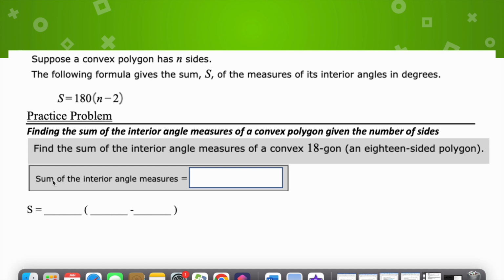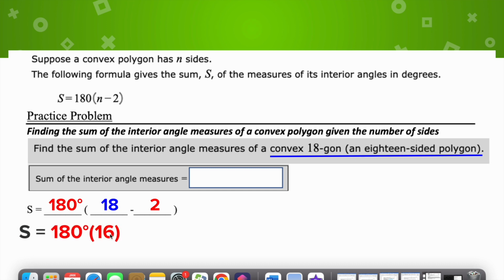We're going to look at the sum for an 18-sided figure. So I know it's 180, and I know it's going to be minus 2. Those are automatic pieces of my formula. What I'm going to fill in is the n. Well, that's 18, right? Because that's my 18 sides. So I'm going to go 18 minus 2, and I get 16. And 16 times 180 is 2,880. So that's my interior angle sum.